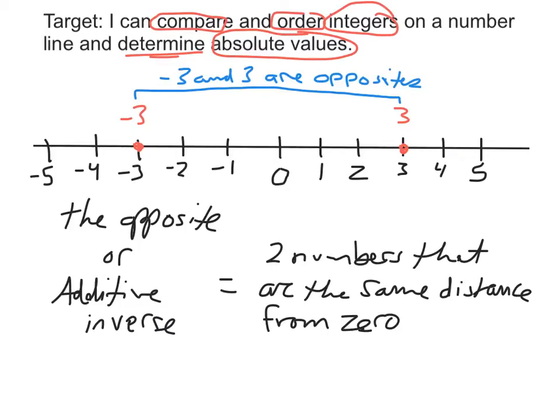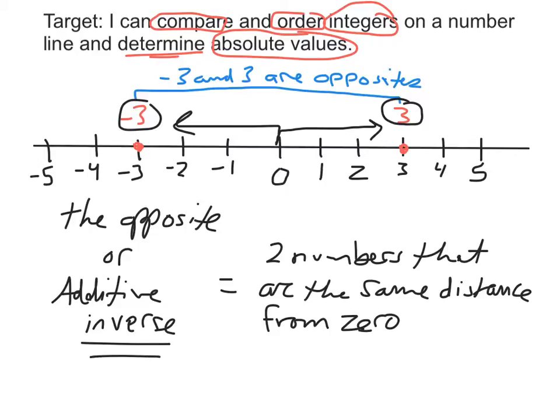If we look at -3 and +3, it's important to point out that they're both the same distance from 0. -3 is 3 units from 0 and +3 is 3 units from 0. Therefore, they're opposites. Another word for opposite is additive inverse: two numbers that are the same distance from 0. And the reason they're the additive inverse is because if we added them together, 3 plus -3, we would get 0.